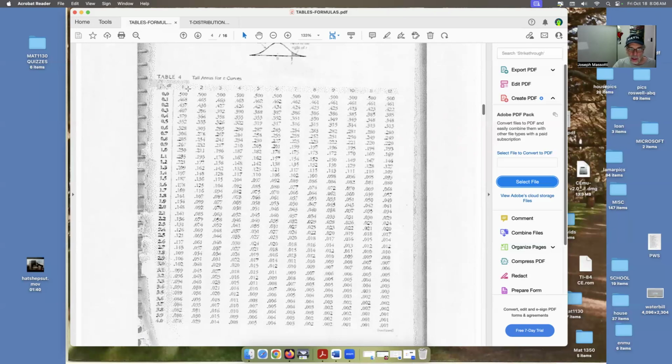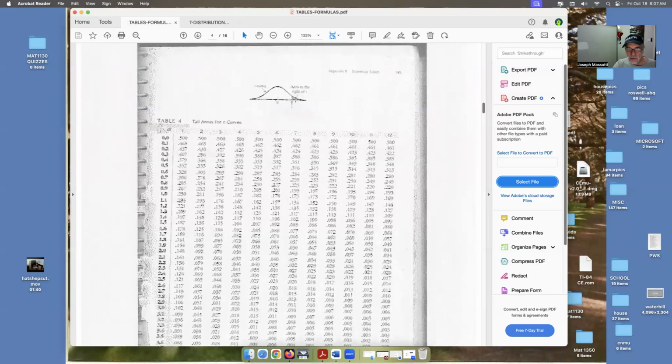The degrees of freedom column is here on top. This goes 1 to 12. And these are the t values, just like we did before looking up z values. We look up t values. T values only go to tenths in this table, where the z values went to hundredths.